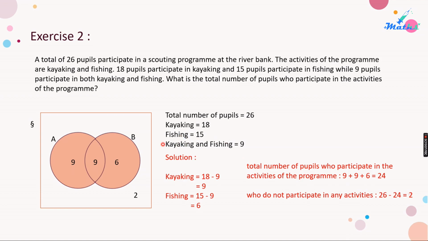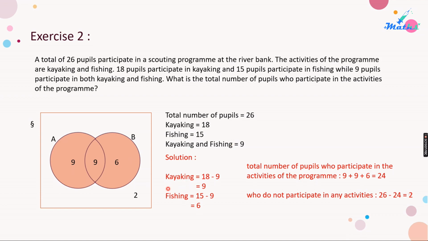First, we write down the kayaking and fishing 9 at the middle, and this is the intersection. For kayaking, set A, we take 18 minus 9, because 9 is who taking both scouting program. So we got 9, and the 9 we write down at the set A.